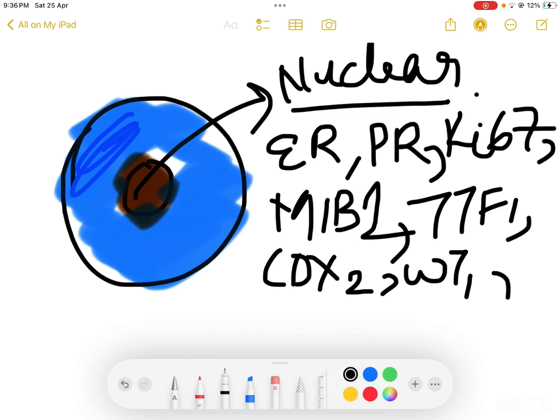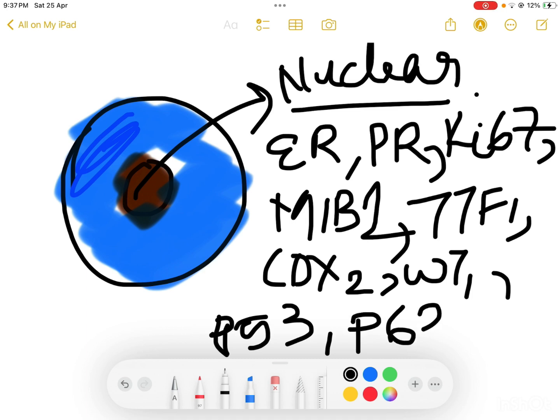Then other nuclear markers are P53 and P63. Now, how does P63, P53 and all come? Because if you remember the starting chapters in Robbins, you have seen a cyclin diagram, cyclin and the cyclin dependent kinases. In that diagram, you can see many P14, 15, 16, etc. So, these P markers are associated with those cyclins, which are directly associated with cell division. So, obviously, those should be under the nuclear markers.